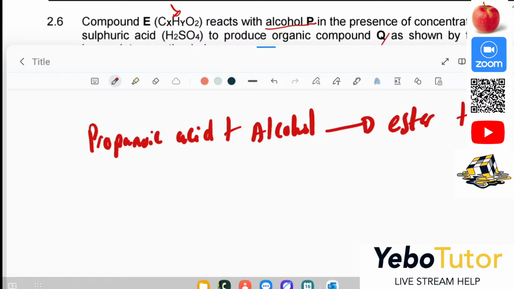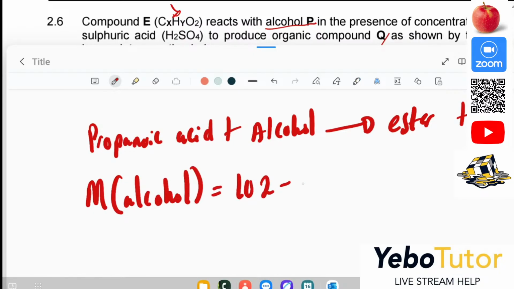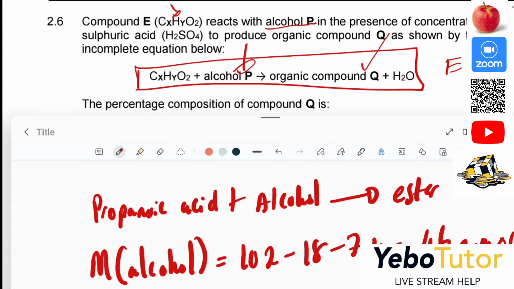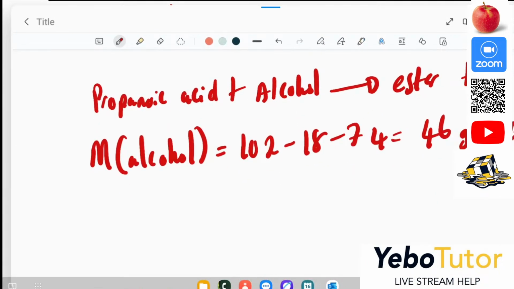For the ester, since we don't know what's happening with the alcohol, we can calculate M for the alcohol. That will be 102 minus 18 minus 74, which gives 46 grams per mole for the alcohol. Easy stuff. From that point, we know that definitely this will give us ethanol, because that will be 46 divided by 2, 23.